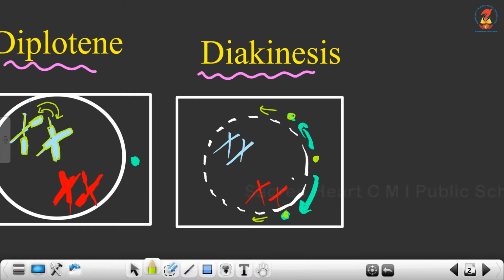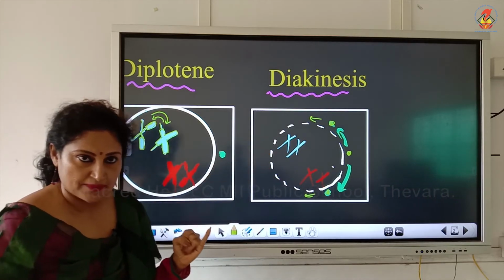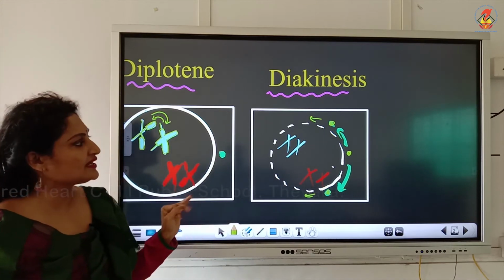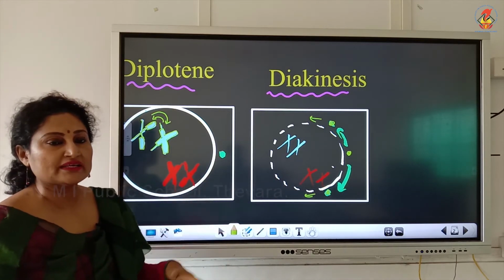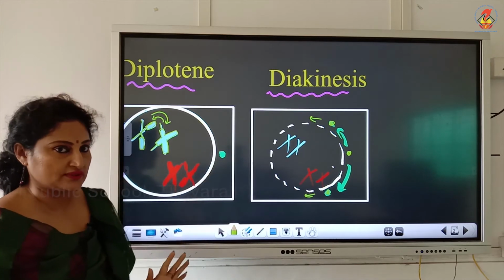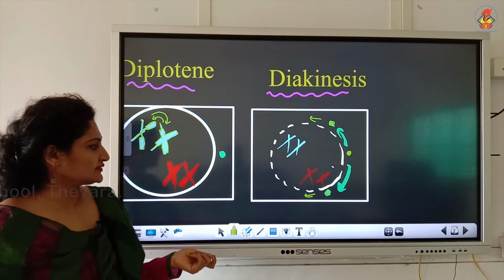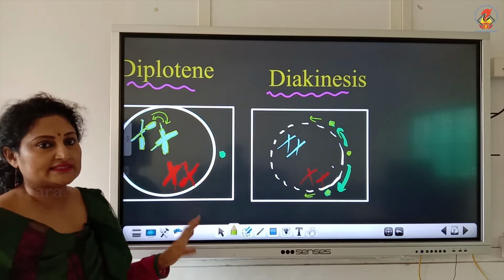Clear? So in Diakinesis, what happened? Nothing related to the chromosomes, but to the other features. That is, the nucleolus disappears, the nuclear membrane disintegrates and will slowly disappear, and the centrioles duplicate or replicate and move to the opposite poles. So both diagrammatically and in writing, you have to express each stage.